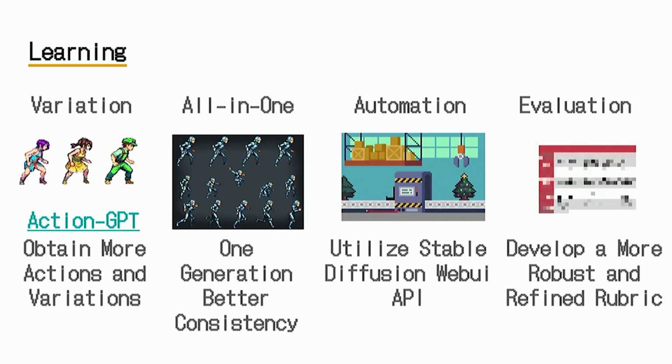For our future projects like Animyth, we have 4 key enhancements. First, we need to expand our sprite sheet template range, possibly integrating with ActionGPT to obtain more actions and variations. And we are considering developing an all-in-one template to generate the sprite sheet for better consistency. We want to make our process autonomous by utilizing the Stable Diffusion Web UI API. And we are considering developing a more robust evaluation framework for better evaluation.